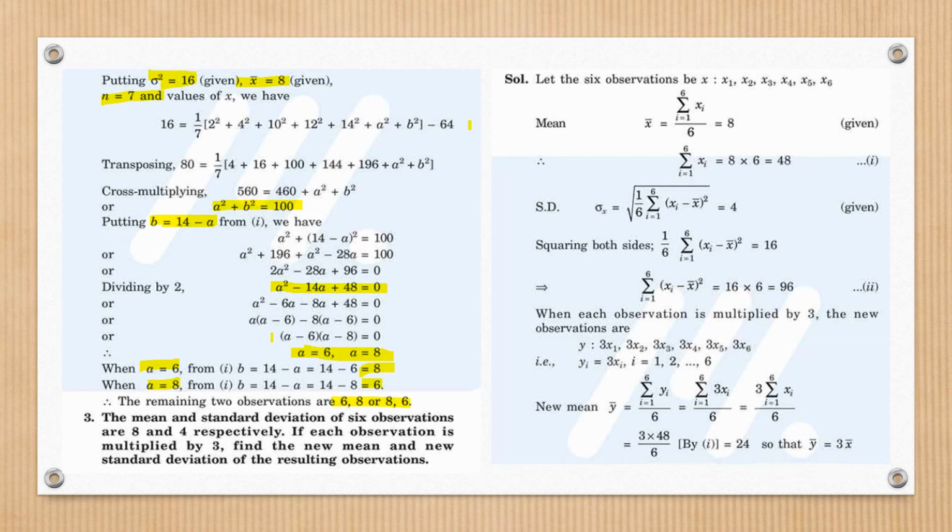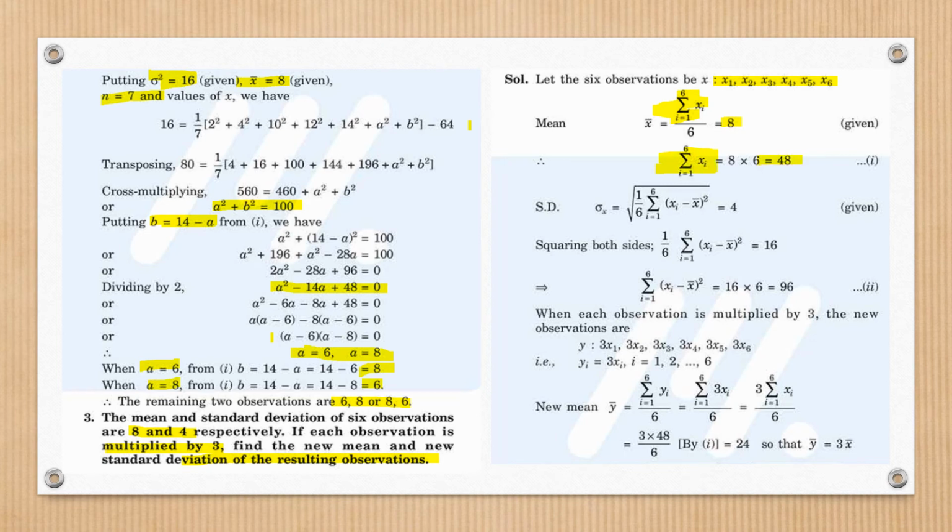Number 3: the mean and standard deviation of 6 observations are 8 and 4. If each observation is multiplied by 3, find the new mean and new standard deviation of the resulting observations. Now let us start this question. Let the 6 observations be x1, x2, x3, and so on up to x6. So what is x bar? It is summation xi, where i varies from 1 to 6, means all these sum divided by 6, is 8. So what is your summation xi?